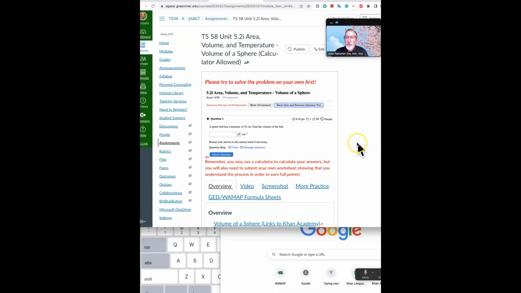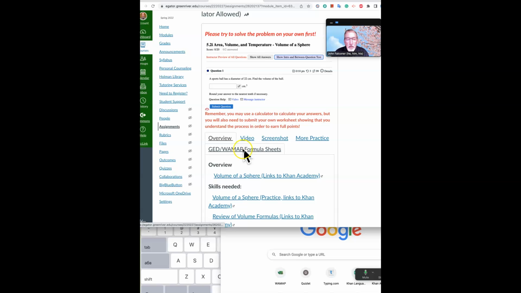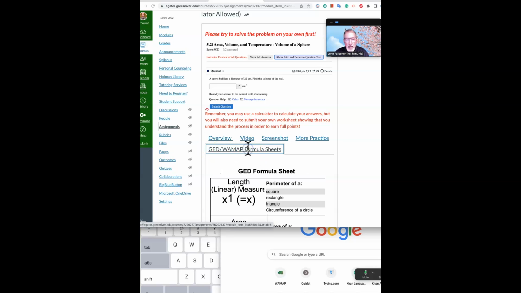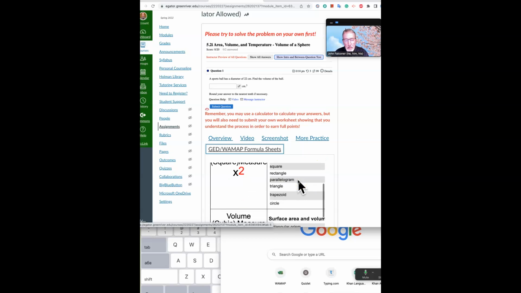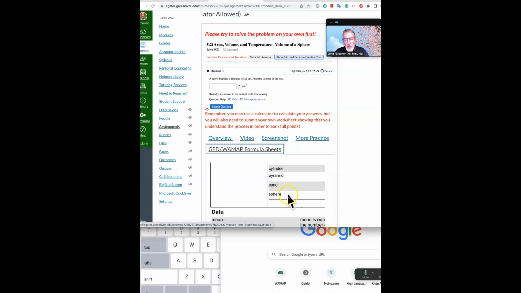Hello everybody. We're going to take a look at Unit 5.2i, which is the volume of a sphere. For this assignment, you're going to need to use the GED or WAMAP formula sheet, so just click on this tab. And this is going to be three-dimensional volume. So this time we're looking at a sphere.